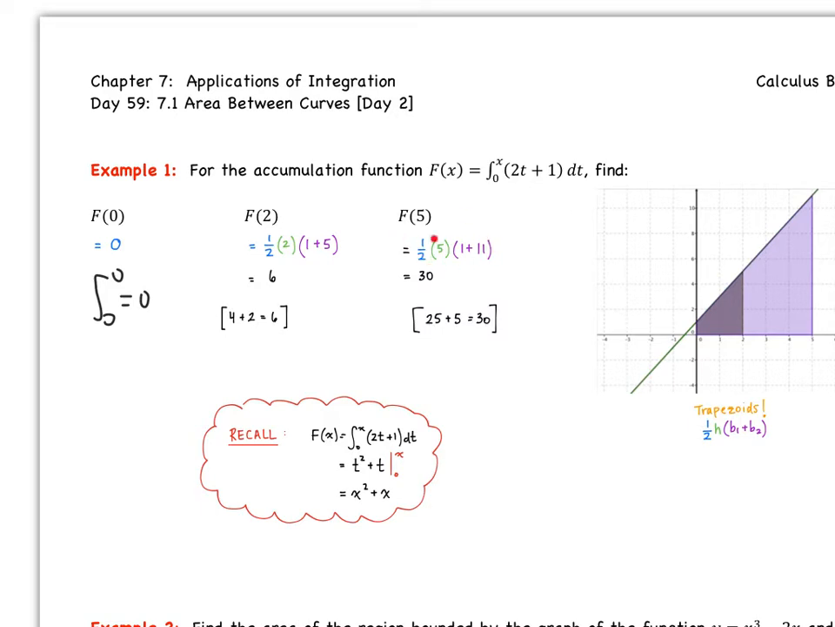For f of 5, again, if you looked at it in terms of just the area of the trapezoid, you would get 1/2, the height is 5, and the sum of the bases, 1 plus 11. You would get 30. If you were looking at it in terms of the integral, x squared plus x is 5 squared plus 5, and we would get 30 there.